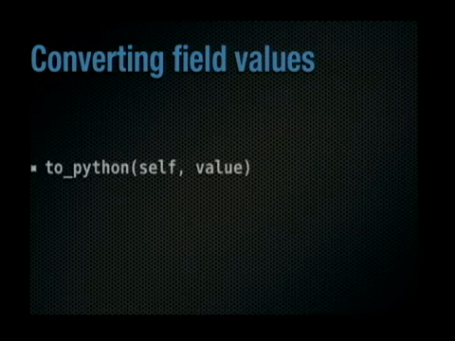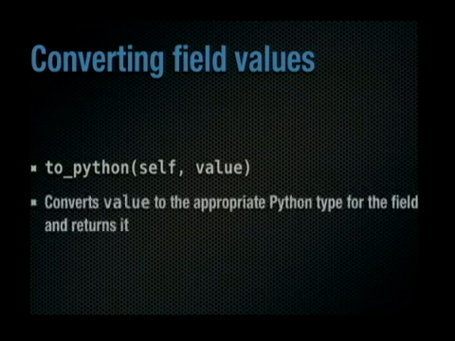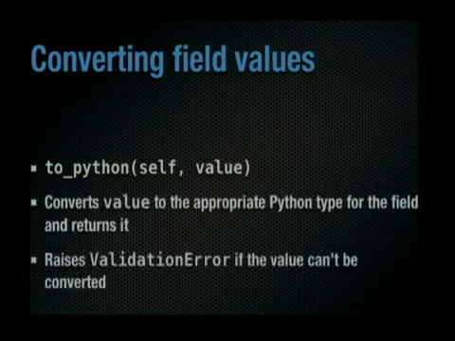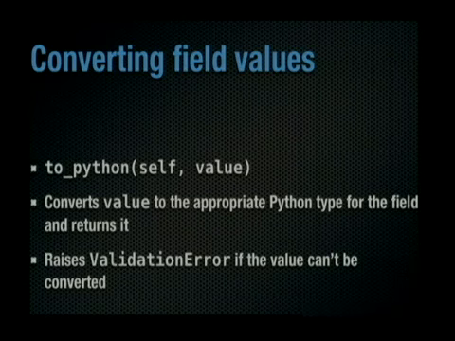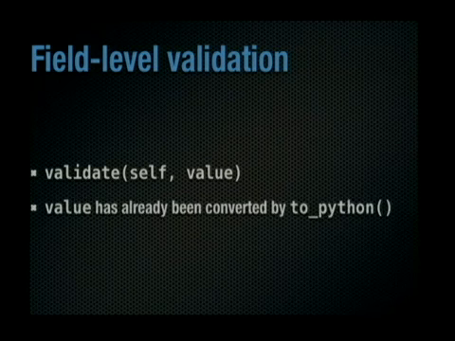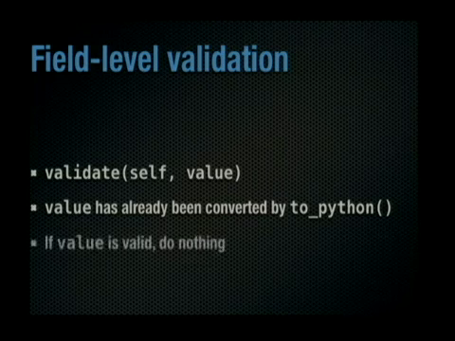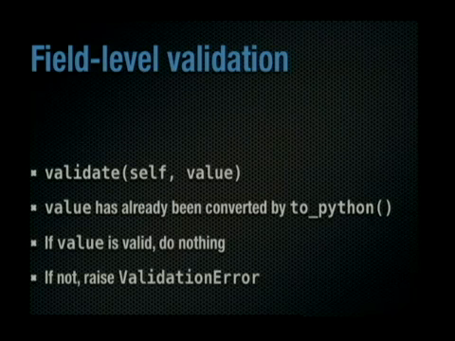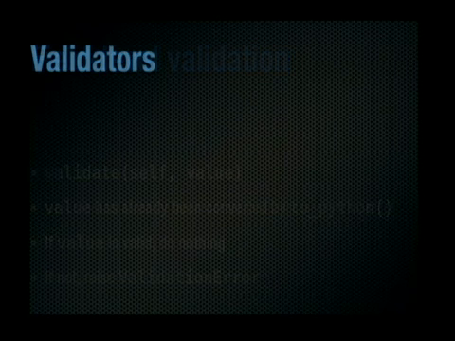Converting a field value is a method called to_python. Basically, this takes the value, converts it back to the appropriate Python type, spits it back. If for some reason you can't convert that to the correct type, raise a validation error. Field level validation is the validate method. It gets the value that has already been converted, so we only get here if we've actually been able to convert it. If the value is valid, this method does nothing. If the value is not valid, it raises a validation error. This is a pretty common pattern we're going to see.